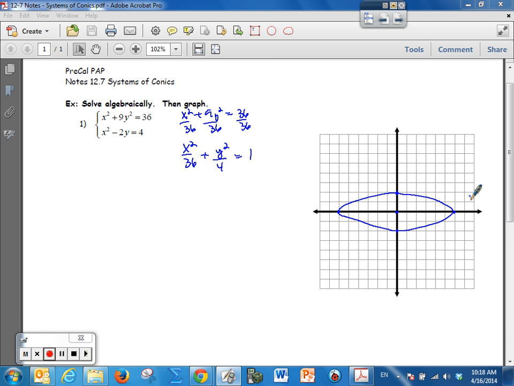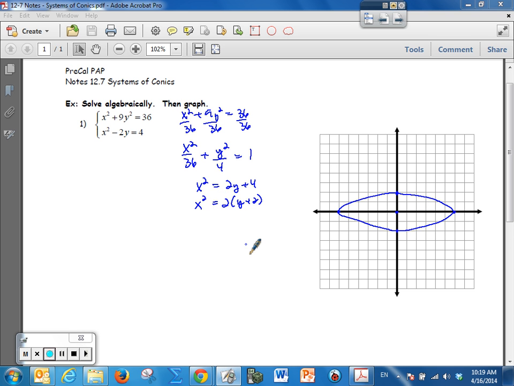Alright, the second one, let's see, we have an x squared and a y, so that looks like a parabola. So let's get that in the proper form. So we have x squared equals 2y plus 4. So we need to factor out that 2, because what we have in front of y has to be a 1. We can't have another number in front of there. So we factor out a 2.